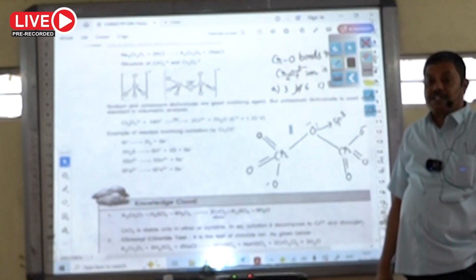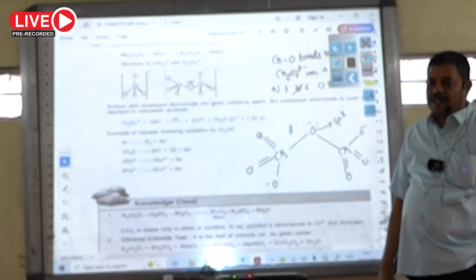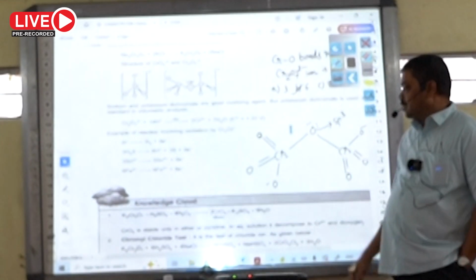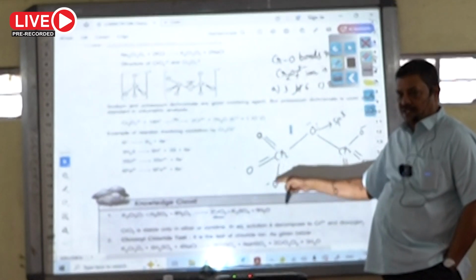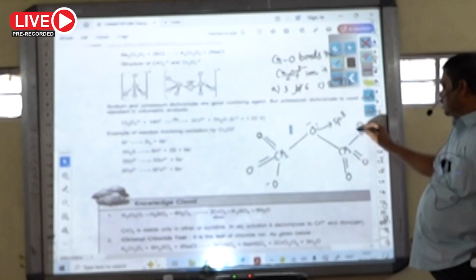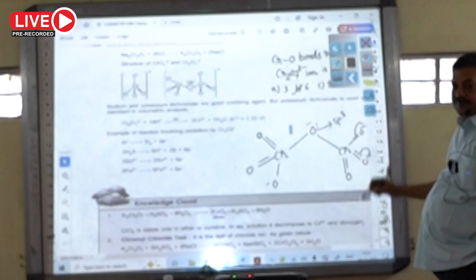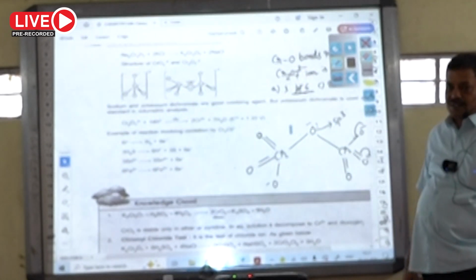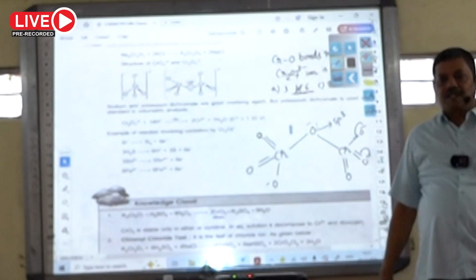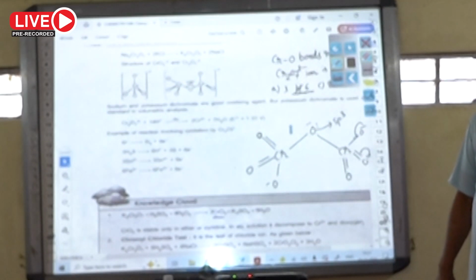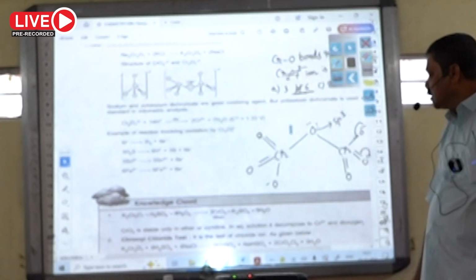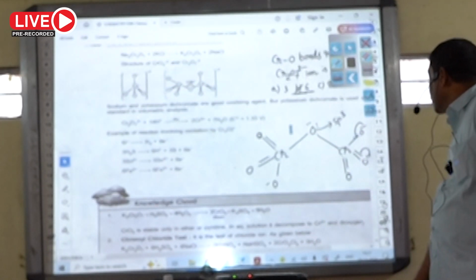They are resonating structures. The resonating bonds are always called equivalent bonds. So here 3 equivalent bonds are there. This side also 3 equivalent bonds are there. So what is the answer now? 6 bonds. So in the dichromate structure, how many equivalent Cr-O bonds are there? 6 are there.